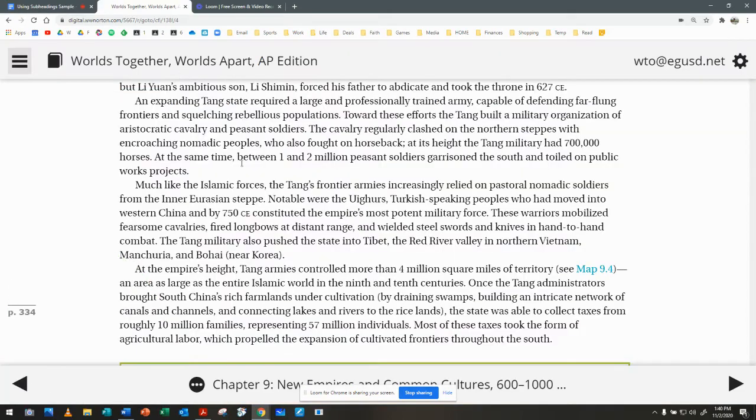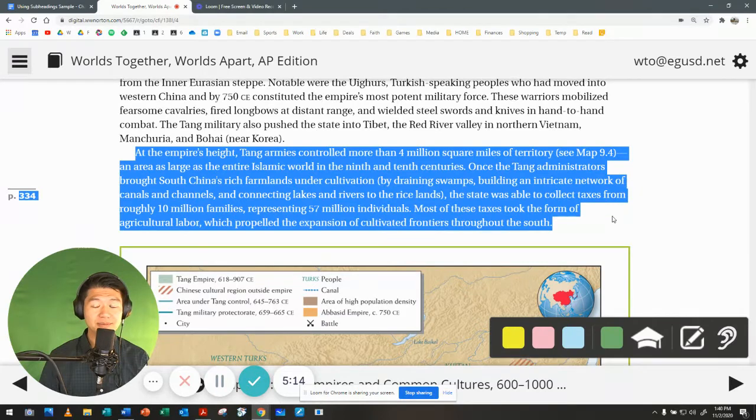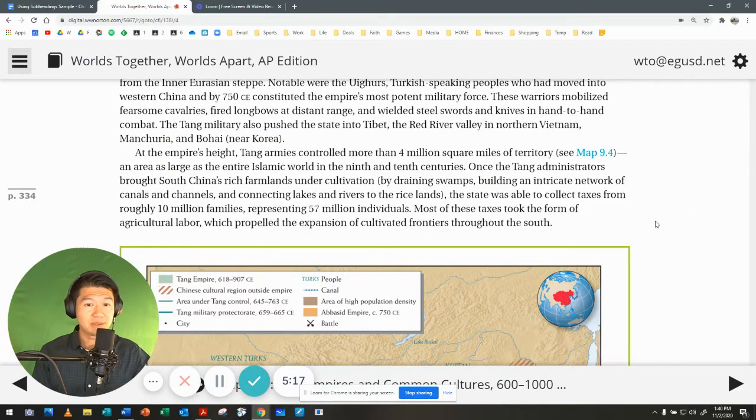And let's do the last paragraph here. Go ahead and read this particular paragraph. Again, pause the video and then jot down anything that you deem might be important.